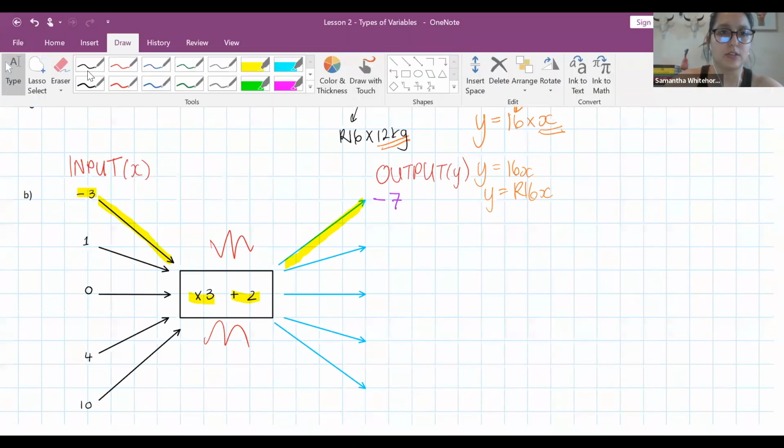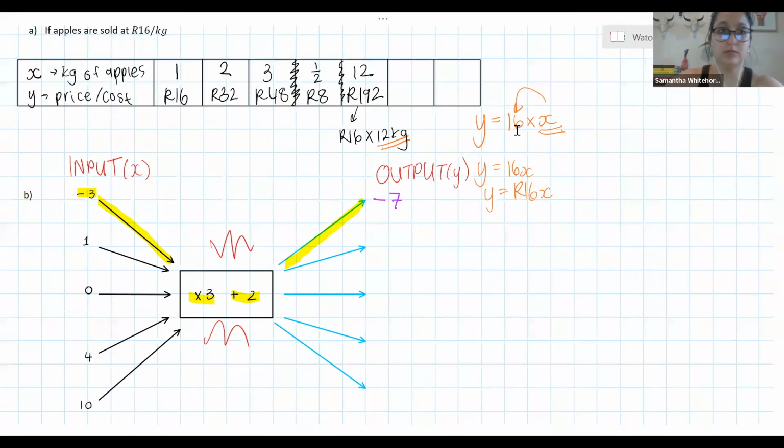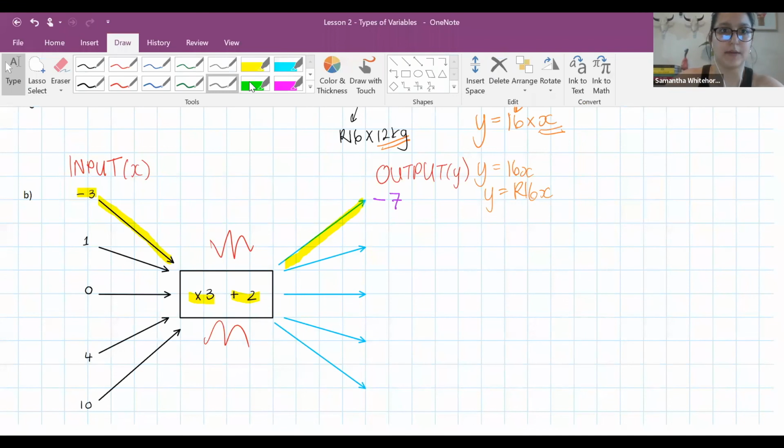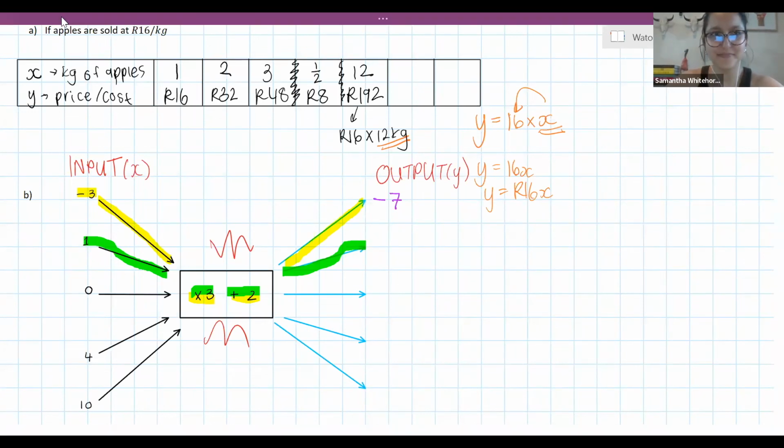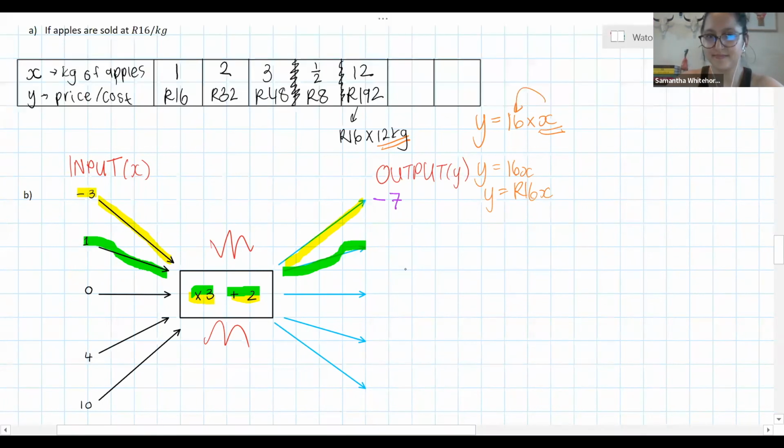Let's just do the next one. I've got an input of 1. I'm going to do the same operations, times 3 plus 2, and I need to figure out what that output is. Okay, some weird lines going on here, but it's fine. Tulane, do you want to try this one? Yes, ma'am. It is equal to 5. Excellent. So 1 times 3 is 3, plus 2 is exactly that, 5. Well done.